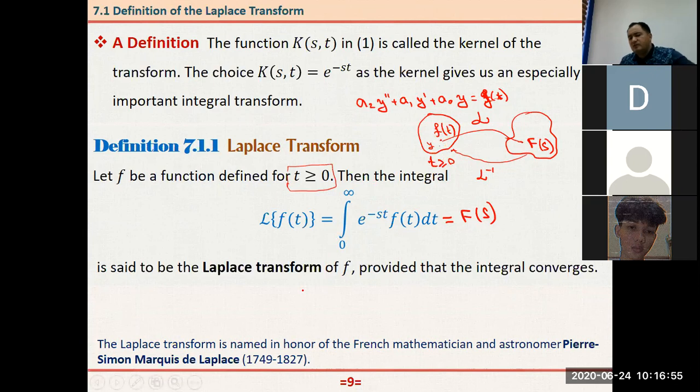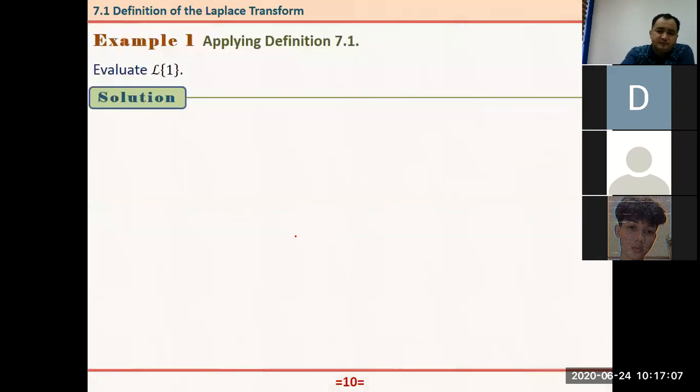All right, guys, we'll get back to this soon. First, let's try to understand this definition. All right, and also we'll practice some questions, some problems. What are the Laplace transforms of those functions? For example, let's say evaluate the Laplace transform of 1.